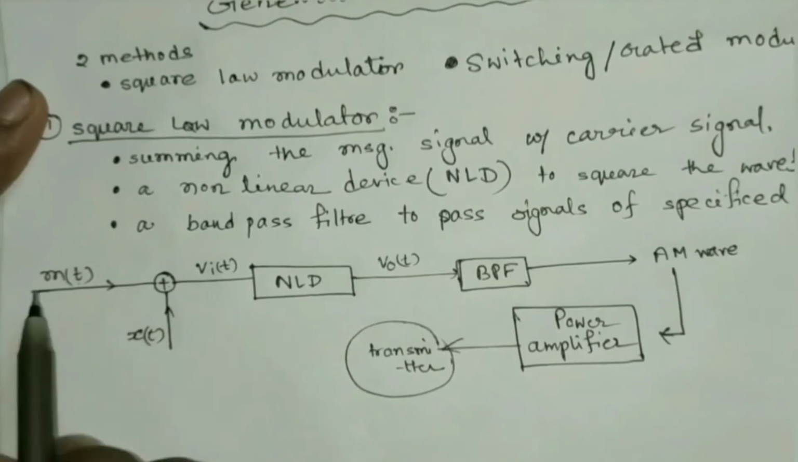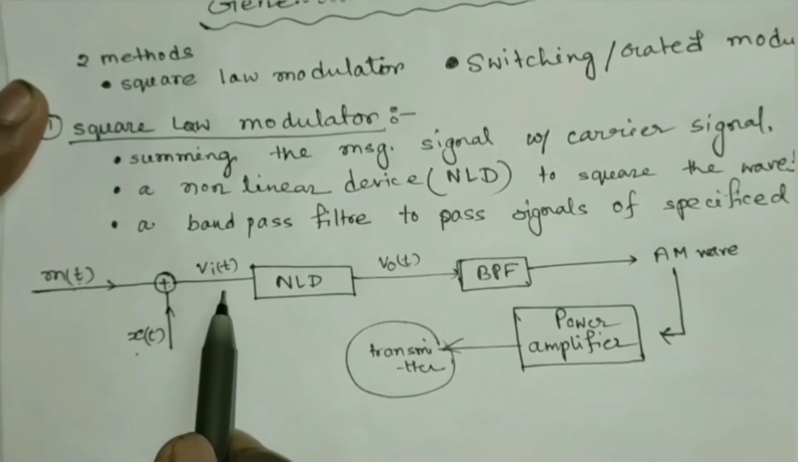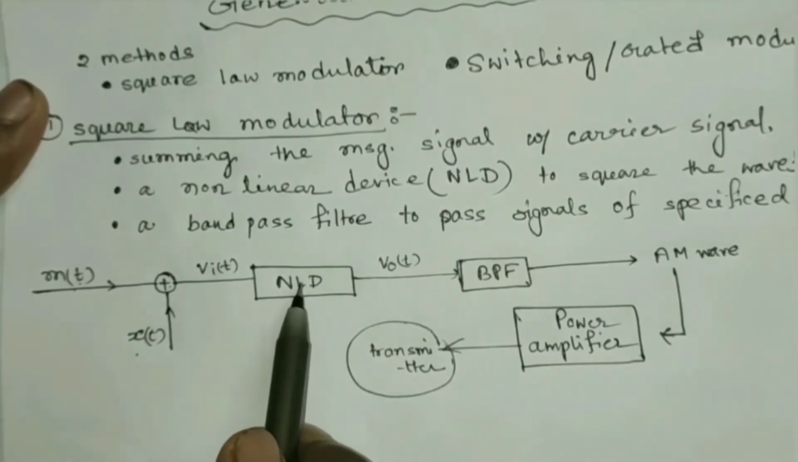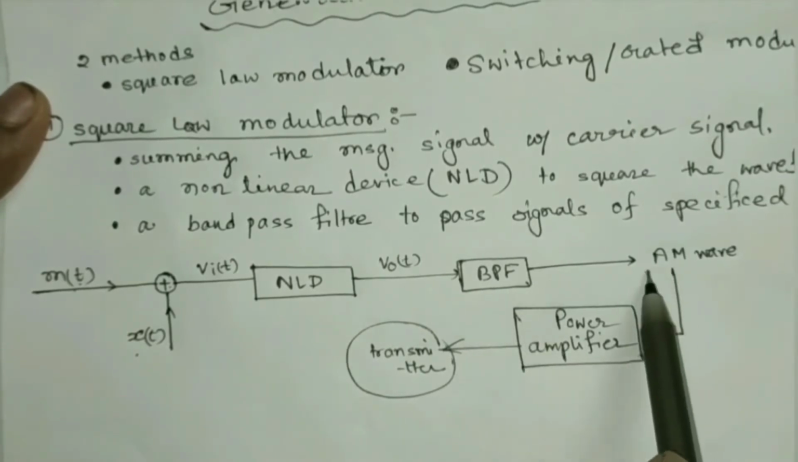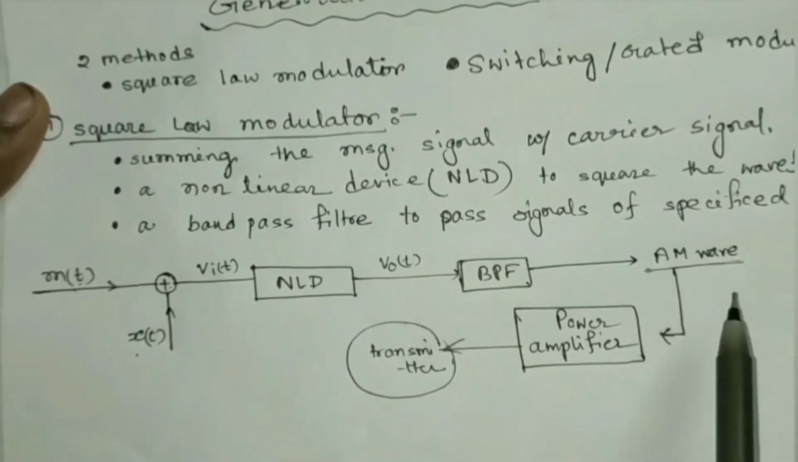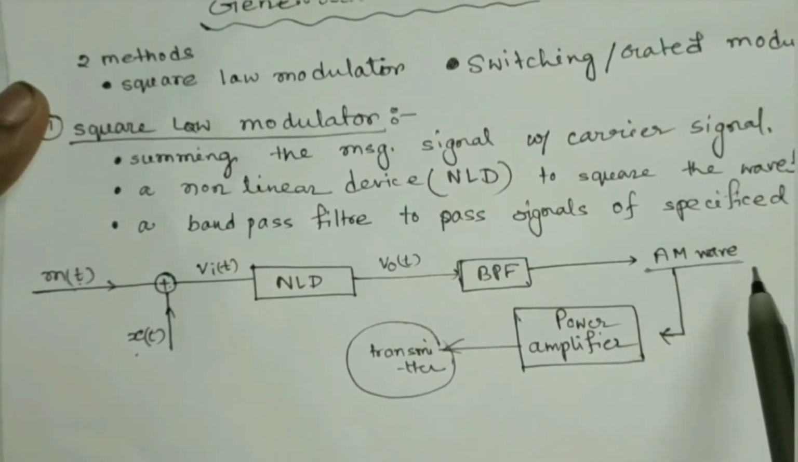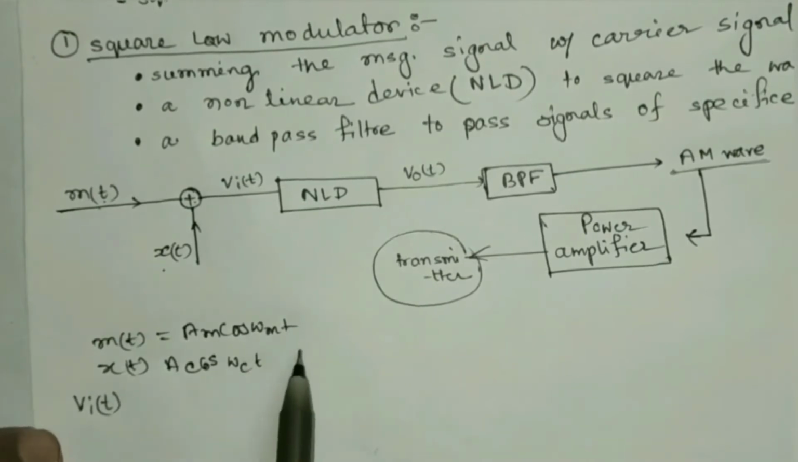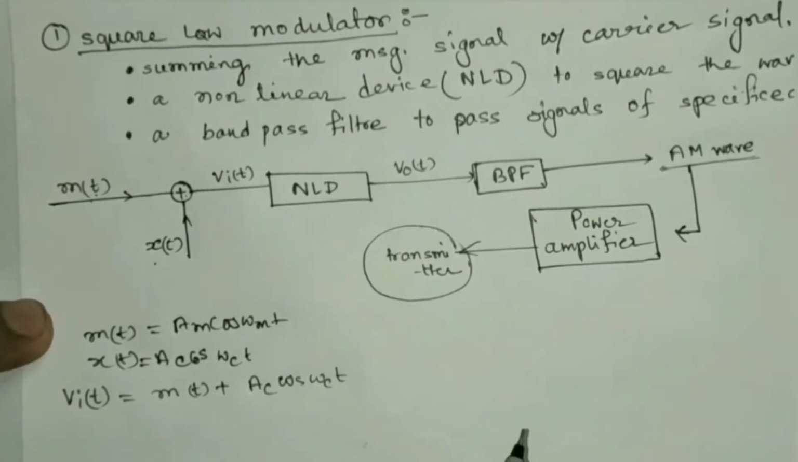Here, through this adder, the message signal and the carrier signal are added. The output VI(t) is sent through the nonlinear device and then the output is passed through the bandpass filter. Thus we get the amplitude modulated signal, but due to all this process, the modulated signal loses power and hence a power amplifier is used to increase the power so that it can propagate easily. Here m(t) is Am cos omega m t and x(t) is Ac cos omega c t. So VI(t) will be m(t) plus Ac cos omega c t.